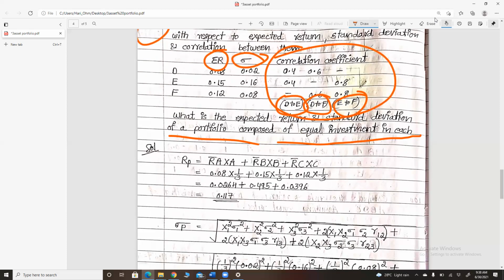Equal investment in each is nothing but 1/3. Okay, clear? Proportion is 1/3. Remember, because there are 3 securities. If it is 2 securities, then it is 1/2 or else 0.50. Here it is 1/3.